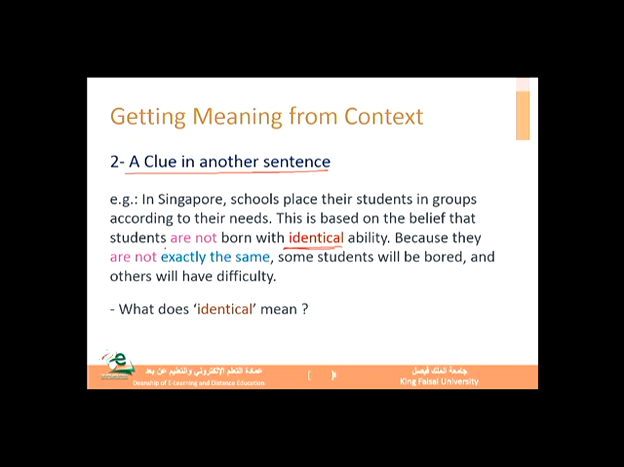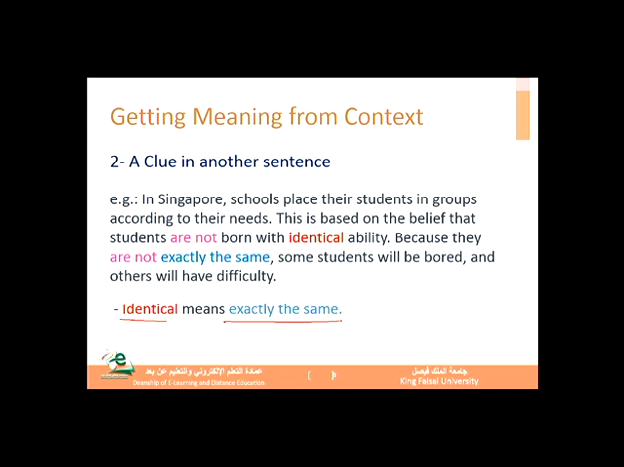First of all, we should mention here, students are not born with identical ability. So identical and are not. Because they are not exactly the same. Mathematically, if we take are not from the two sentences, we are left with identical and exactly the same. So students are not exactly the same, or students do not have the same ability. This is what the sentence means. So the word identical means exactly the same. As simple as that.